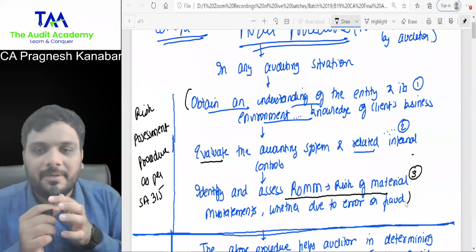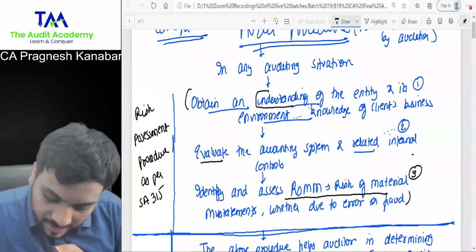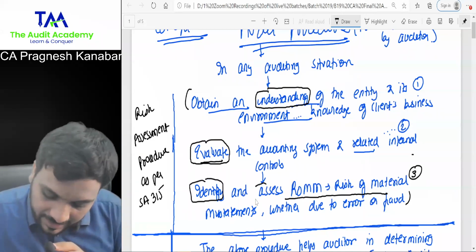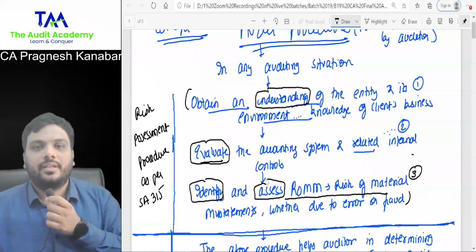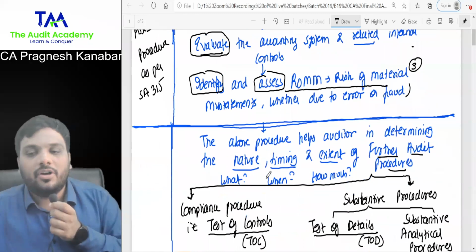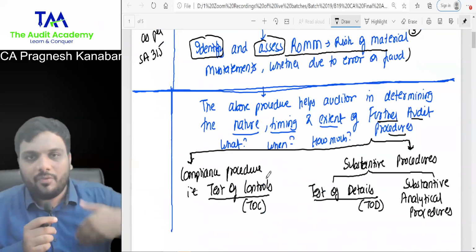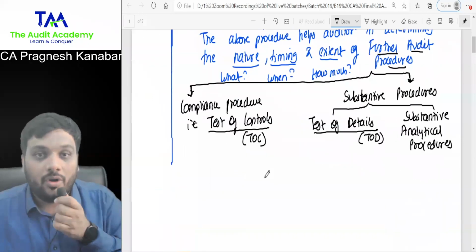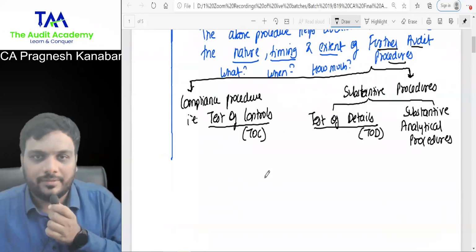In risk assessment procedure, I always obtain an understanding. I try to evaluate. I try to identify. I try to assess. Because after this, I will start my testing. In further audit procedures, you will see test, check, verify, examine. You will see these words. So auditing is a game of words. Game of Thrones was very forgettable last season, so now focus on Game of Words.